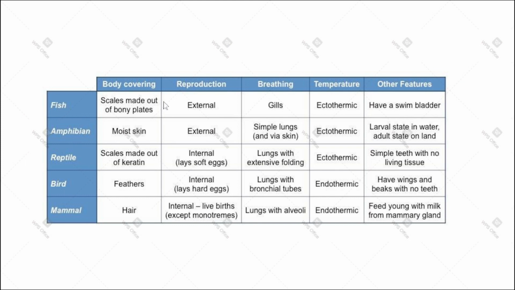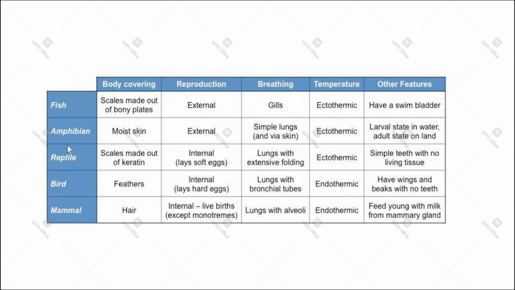Amphibians have moist skin. They have external reproduction. Breathing is via lungs or via skin. Temperature is ectothermic, and another feature is larval stage in water, adult stage on land. That means they have a dual lifestyle pattern.